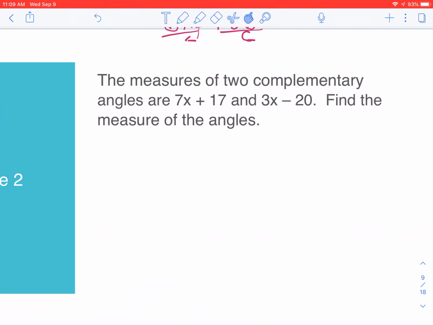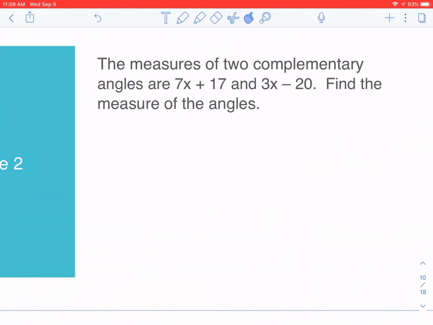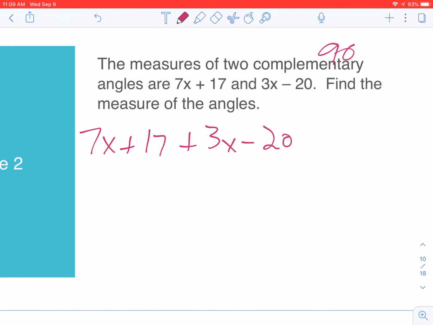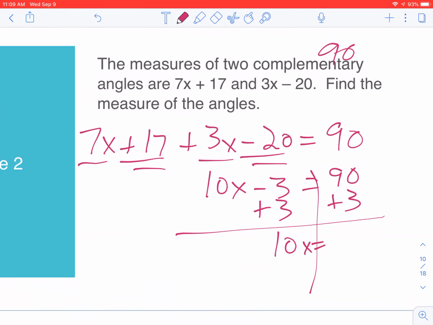Okay, the measure of two complementary angles. Okay, now, I'm not going to draw the picture. I know that complementary means 90. So 7x plus 17 plus 3x minus 20 equals 90. Combine like terms, 10x, 17 minus 20 is a minus 3, plus 3 on both sides, 10x equals, those cancel, 93.